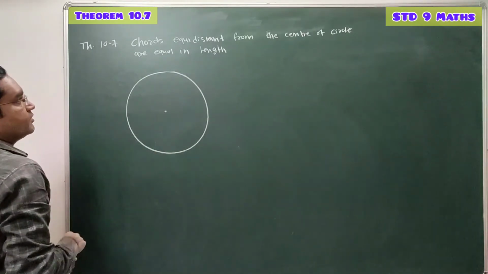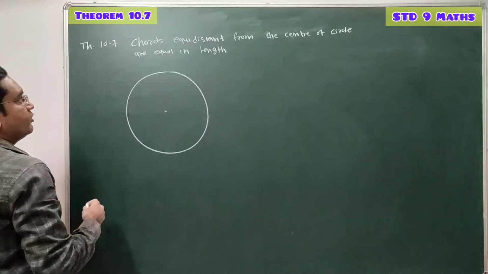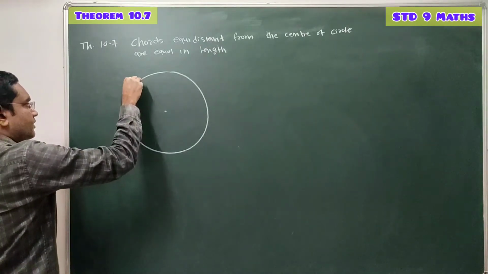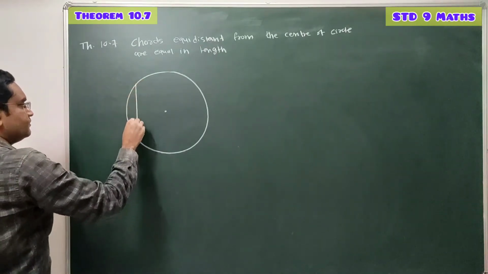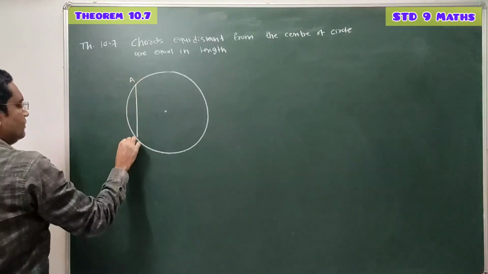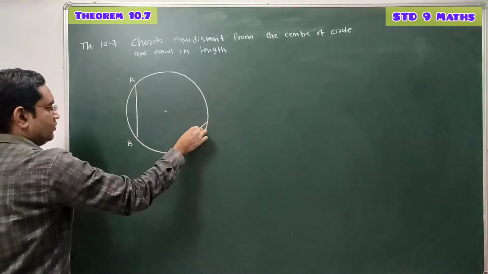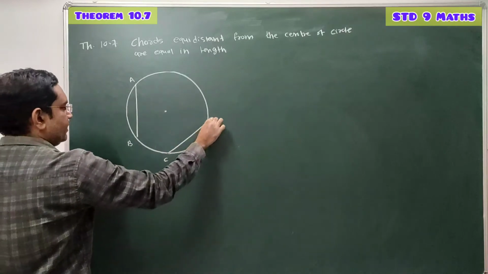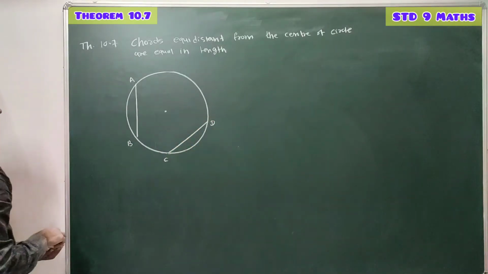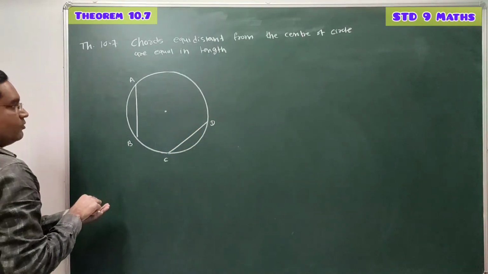Diagram: chords equidistant from the center of the circle. So two chords are there, for example AB and CD. Two chords are given, and we are given that these two chords AB and CD are equidistant from the center of the circle.